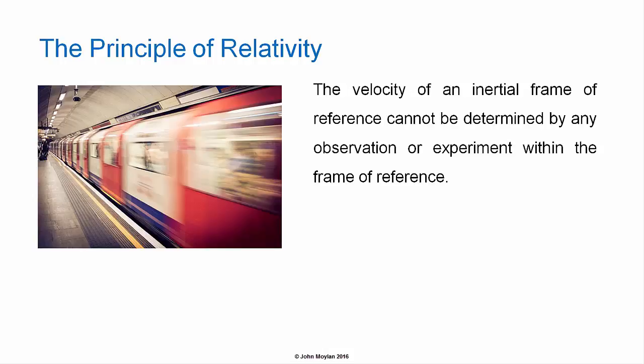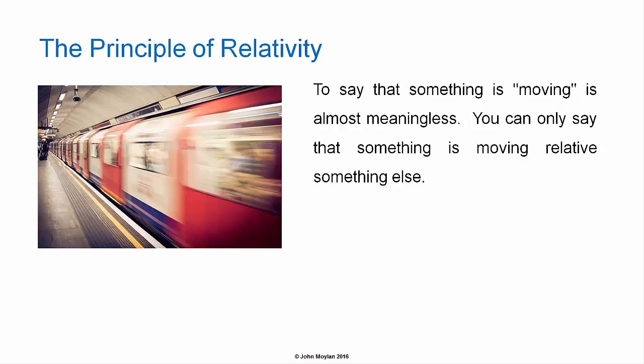The velocity of an inertial frame of reference cannot be determined by any observation or experiment within the frame of reference. To say that something is moving is almost meaningless. You can only say that something is moving relative to something else.